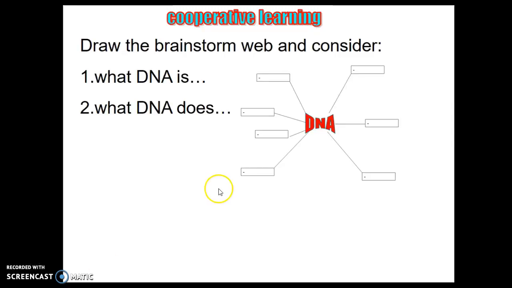All right, the first thing is to brainstorm on ideas you have about DNA. So in your notebook, you would create a graphic that looks like this, and you would organize some of your ideas in these boxes. These boxes can be filled with what you think DNA is, or what you think DNA does.